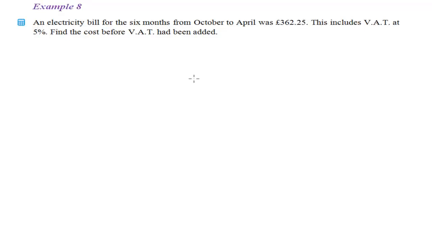So here is an example where, again, the vocabulary used is very important, as it gives you a cue or a clue as to how you want to approach this question. We're told that an electricity bill for the 6-month period was £362.25, and we're told that that amount includes VAT, which stands for value added tax, at a rate of 5%. We've now been asked to find the cost before the VAT has been added on.